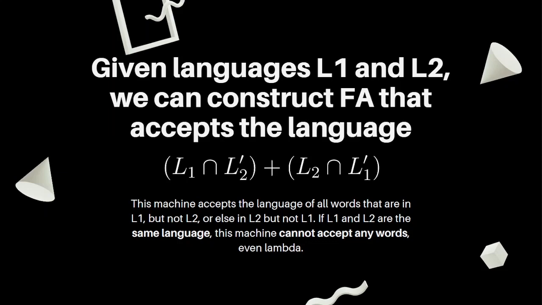The one on the left side is all words that are in L1 but not in L2, and the one on the right side is all words in L2 but not in L1. So for the languages to be exactly the same, this machine should not be able to accept any words, even lambda. So let us visualize this.